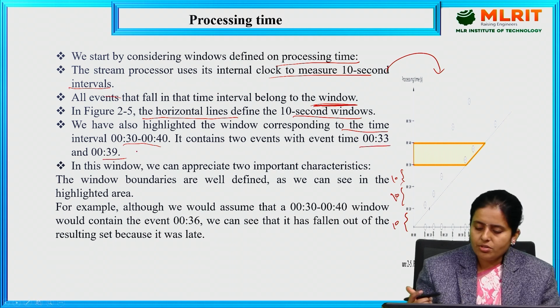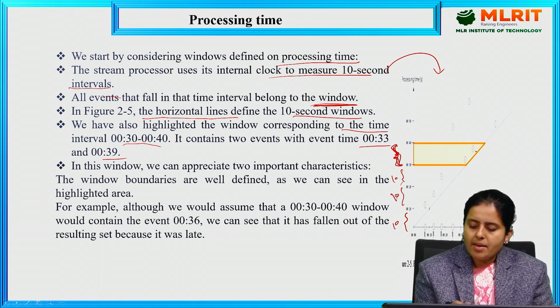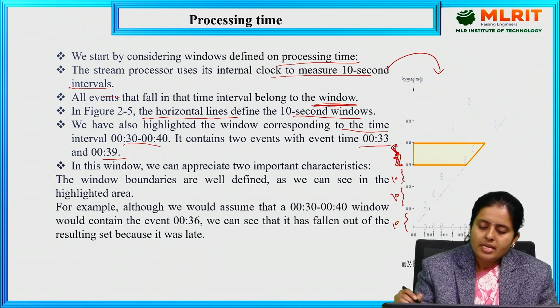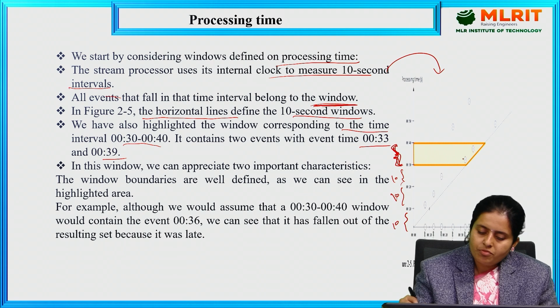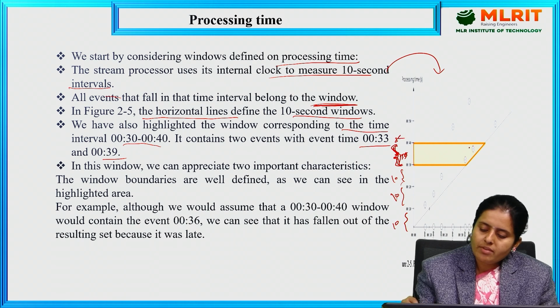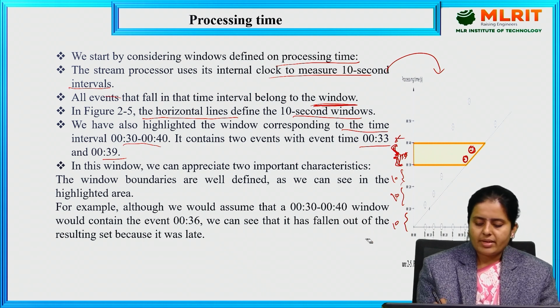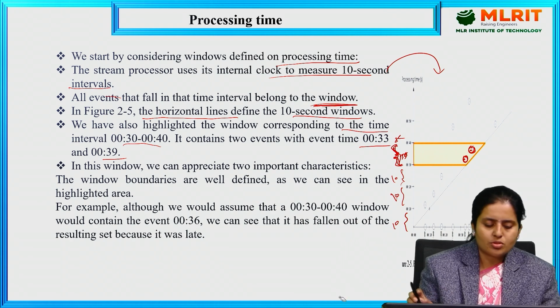With respect to the 30th and 40th second, if we calculate between these two timelines, how many events have happened? With respect to event time, at the 33rd second and the 39th second, two events have happened. The rounded ones show the events. So two events have happened. Okay, so we can calculate the processing time for those two events.